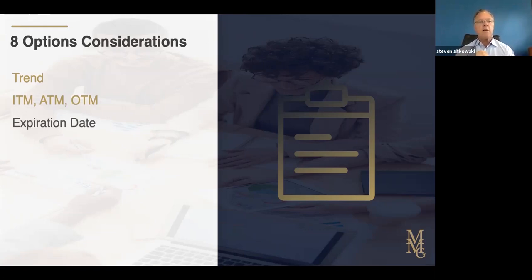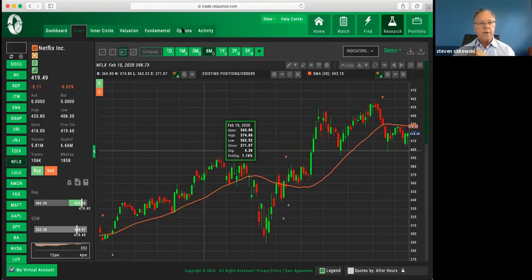Then you got to pick an expiration date. So how far out do you want this option to last? Generally speaking, if you're doing out of the money options, probably going to go out about 90 days. In the money options, around 60 days. So when you go to an options chain, this is Netflix.